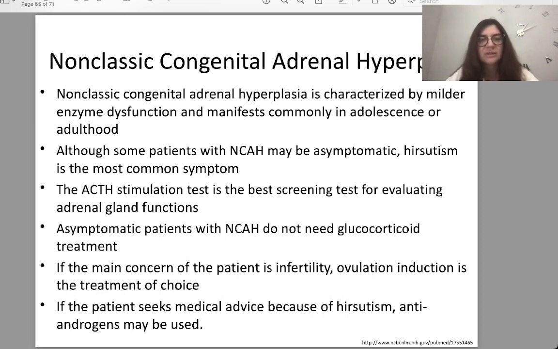Asymptomatic patients with congenital adrenal hyperplasia do not need glucocorticosteroid treatment. If the main concern of the patient is infertility, ovulation induction is the treatment of choice. If the patient seeks medical advice because of hirsutism, anti-androgens may be used.